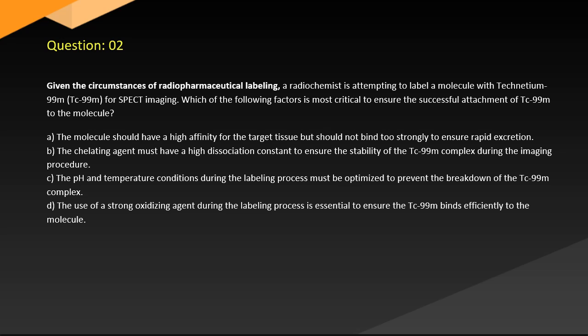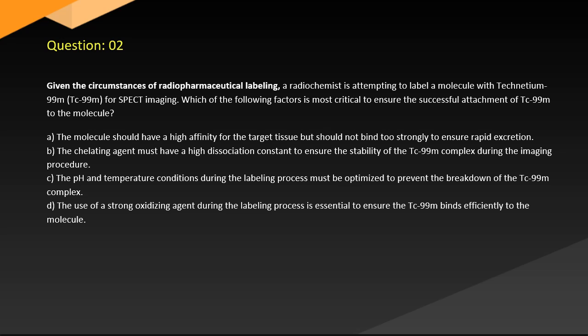Question 2. Given the circumstances of radiopharmaceutical labeling, a radiochemist is attempting to label a molecule with technetium-99m, Tc-99m, for SPECT imaging. Which of the following factors is most critical to ensure the successful attachment of Tc-99m to the molecule? A. The molecule should have a high affinity for the target tissue but should not bind too strongly to ensure rapid excretion.